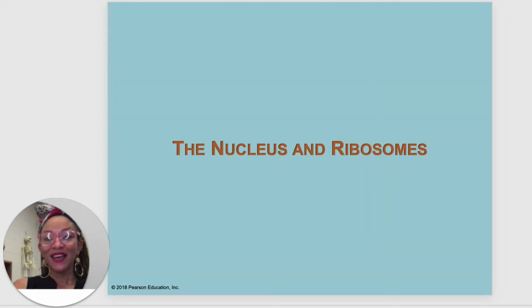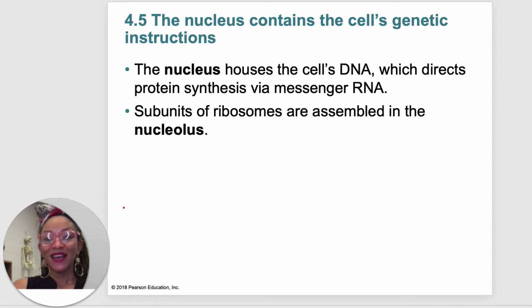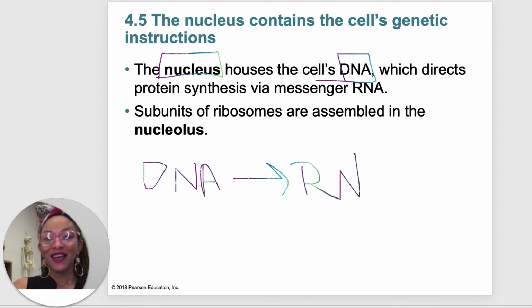All right, so let's go over the nucleus and ribosomes. Remember, those help to carry out the hereditary information of the cell. The nucleus is the cell's largest organelle and it contains the cell's genetic material. That is in the form of DNA, and DNA directs protein synthesis via RNA. So we start off with DNA. DNA is transcribed into RNA, and then this RNA is translated into the language of proteins. So DNA to RNA to proteins.